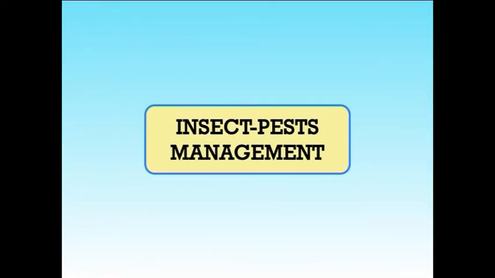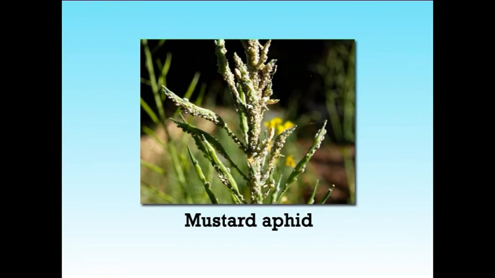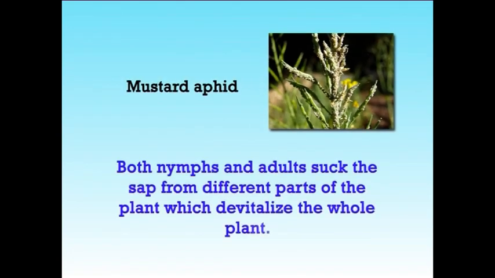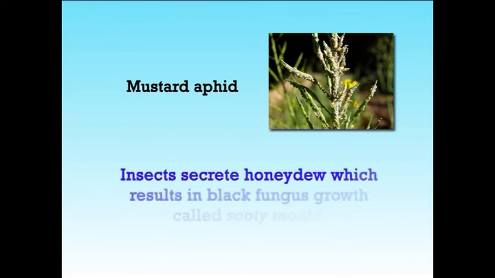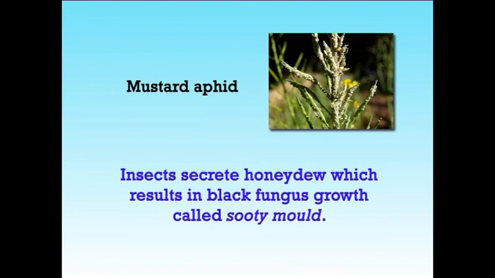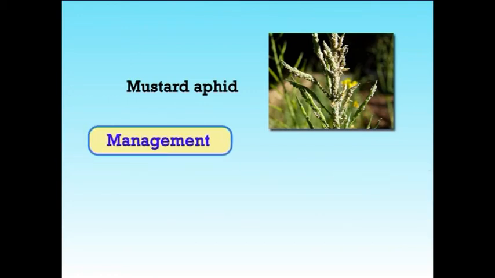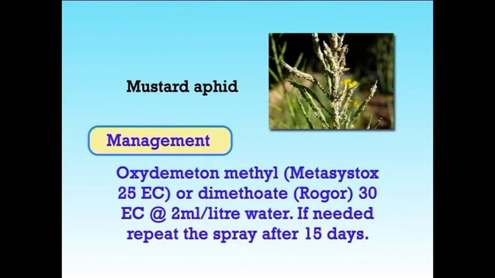Let's see the management of insect pests for this crop. The first pest is the mustard aphid. Both nymphs and adults suck the sap from different parts of the plant, which devitalizes the whole plant. Insects secrete honeydew, which results in a black fungus called sooty mold. Management: oxydemeton methyl, that is Metasystox 25 EC, or dimethoate, that is Rogor 30 EC, at the rate of 2 ml per liter of water is effective. If needed, the spray should be repeated after 15 days.